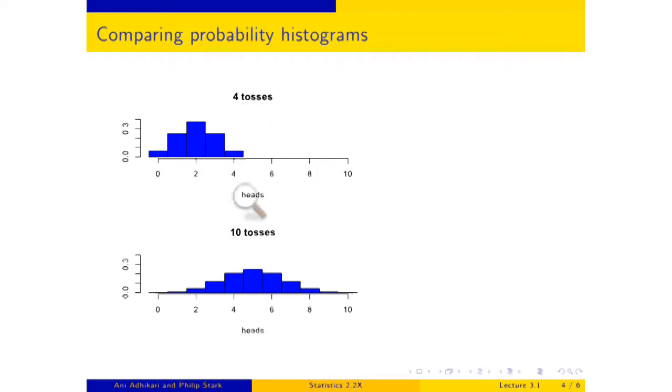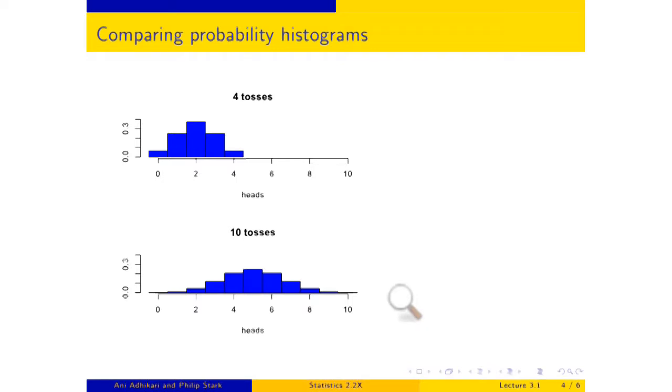And now, on the same scale, I've drawn the probabilities for the number of heads in 10 tosses. And that's why the scale goes from 0 to 10. Here, of course, you can't get 5, 6, 7, 8 heads, and that's why you can't see anything here. But with 10 tosses, you can get 0 through 10 heads. On the scale at which I've drawn them, I can hardly see probabilities of 0 and 10, but they're there.